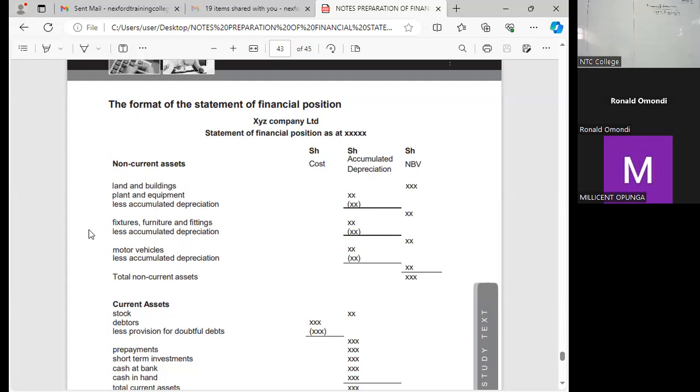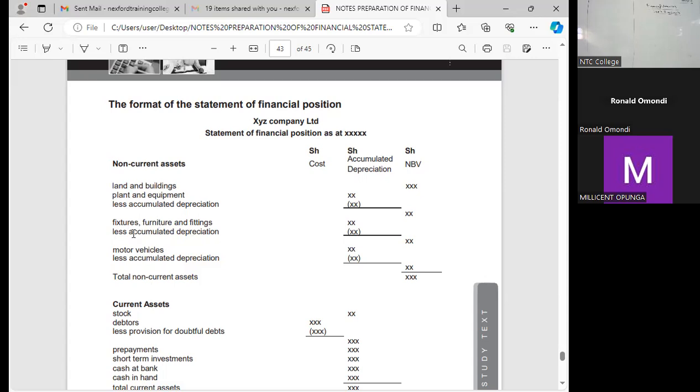Then you less accumulated depreciation. We will look at depreciation in detail later, but not now. Then you have fixtures, furniture, and fittings. Furniture, these are things like office furniture. Every office has got furniture, such as desks, tables, cupboards, all those are assets. And they fall under fixed assets. So that's why we have them here.